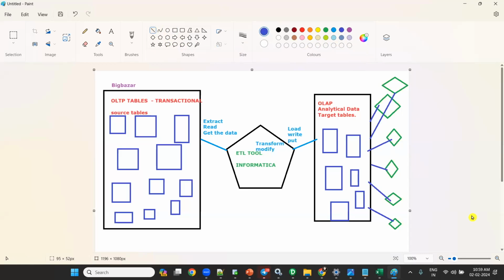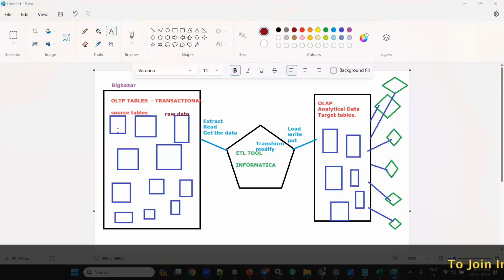Okay, I'll tell you a simple example. See, this is what I called raw data, correct? Transactional data. This is raw data. For example, I have Big Bazaar. I will give the raw data. I want the reports, correct? I will give the transactional data to you, and you generate the reports for me. That is my requirement: business reports.